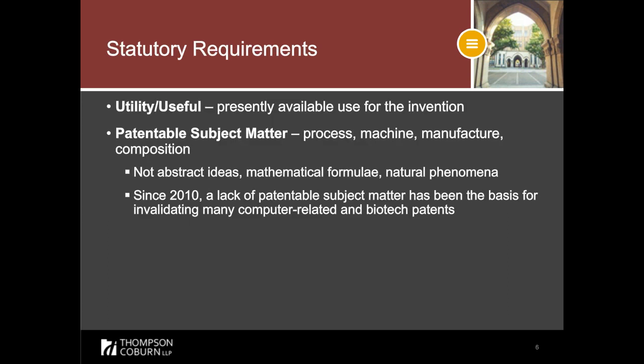So now that we've gone through the basics of what the types of patent applications are, what are the requirements in a patent application? So the legal requirements are that it has to have utility or be useful, and that's usually a pretty low threshold. The other major one that is a growing threshold is what's called patentable subject matter, especially in the United States, where it has to be directed to a process, a machine, manufacture, composition. It can't be directed to an abstract idea or a mathematical formula, natural phenomena.